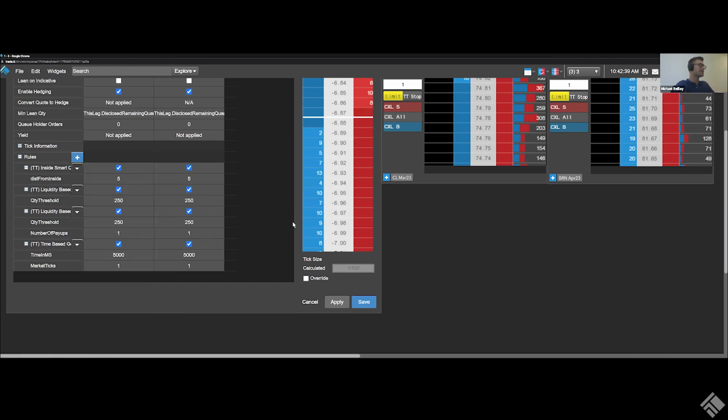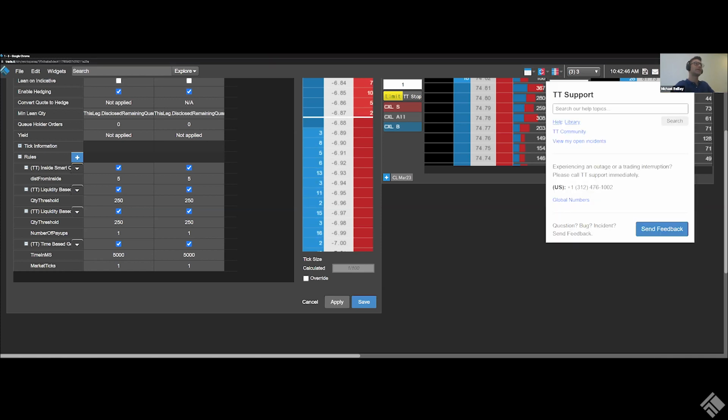On our website at tradingtechnologies.com, we've got all kinds of documentation as well. If you click on support in the upper right, there is a link to the help library. And I'm pretty sure if you just type in one of the names of the rules, it should take you right to where you need to be.